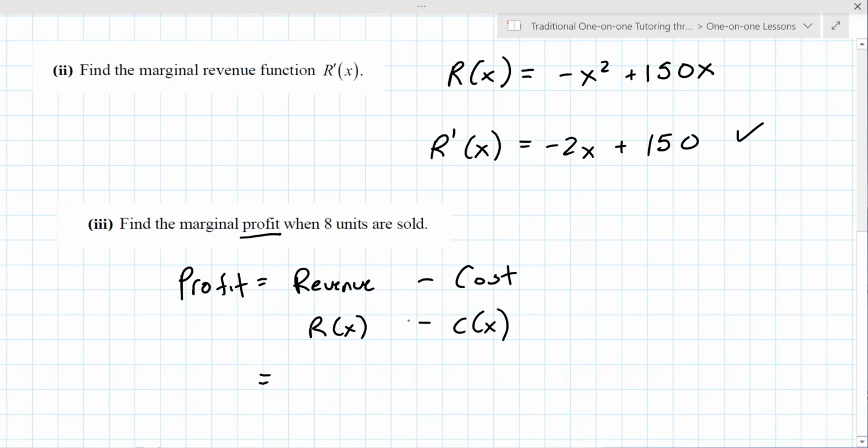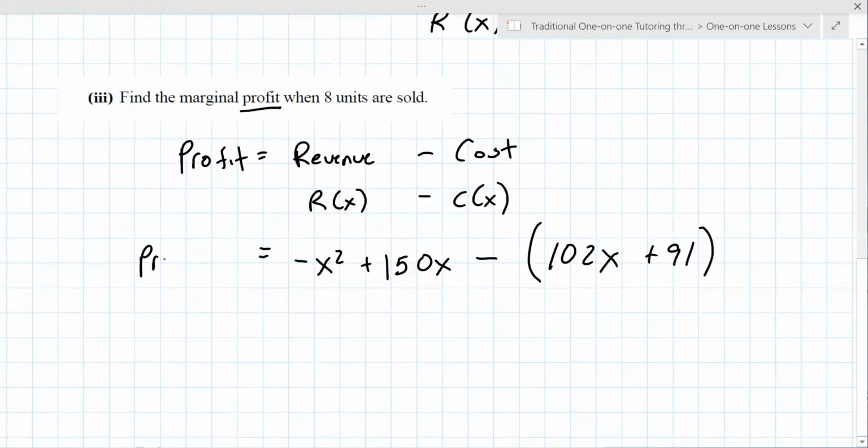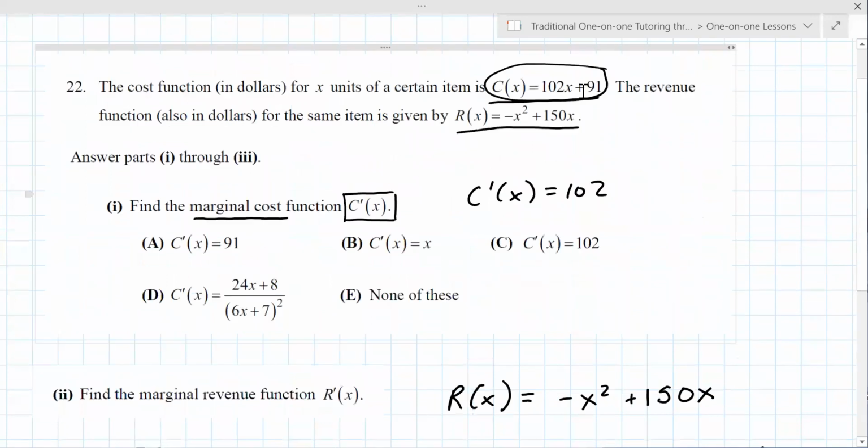So R of X comes from up here. That's minus X squared plus 150X minus the cost function. I put it in parentheses. It's 102X plus 91. So this is your profit function. Where'd you get the 91? Just back from the original, right there.